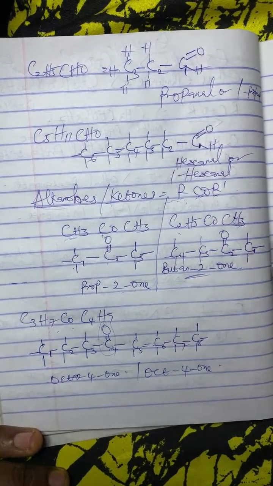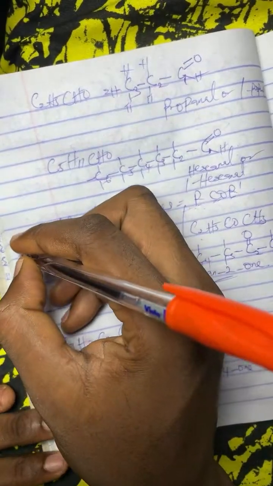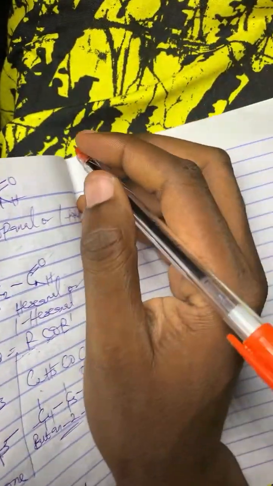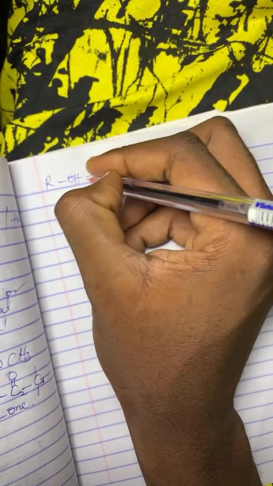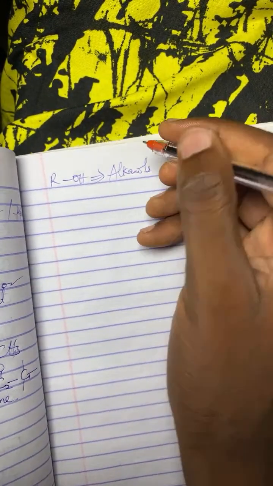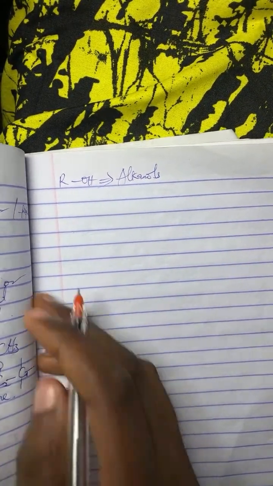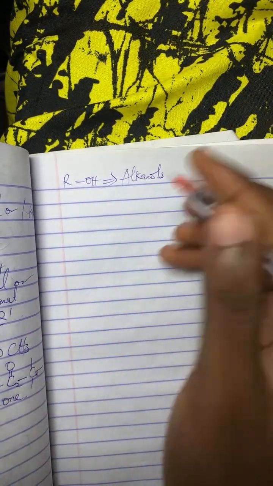aldehyde, ketone, esters. Remember, if you've forgotten, I started with alkanols, and I told you that alkanols have the functional group ROH. Do not forget this functional group. You will see it in your exam. I prophesy, you must see it. So please don't take it for granted. So this is ROH, alkanols.